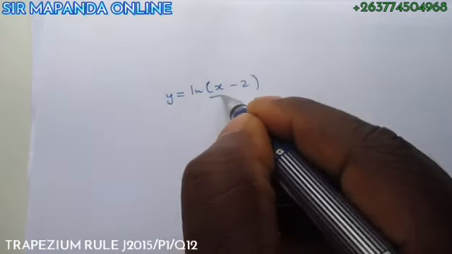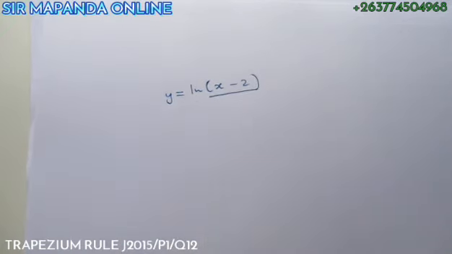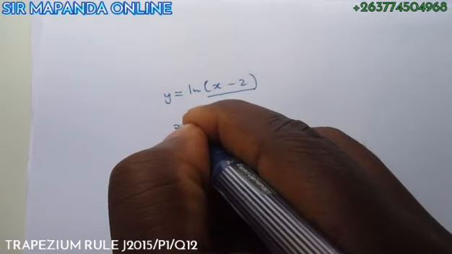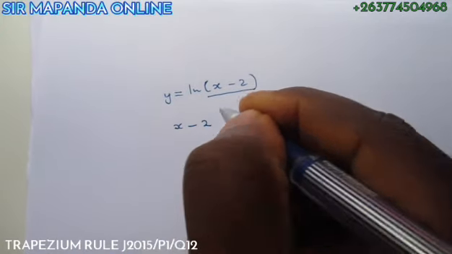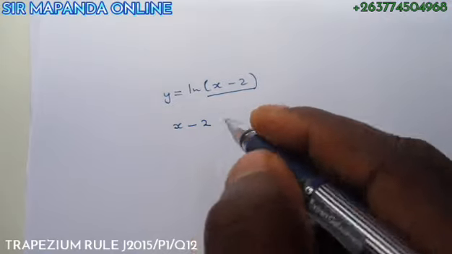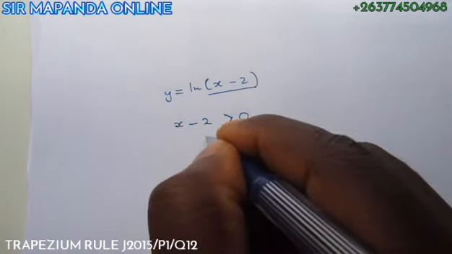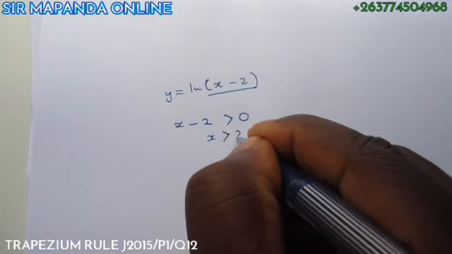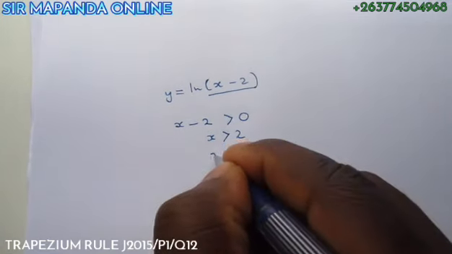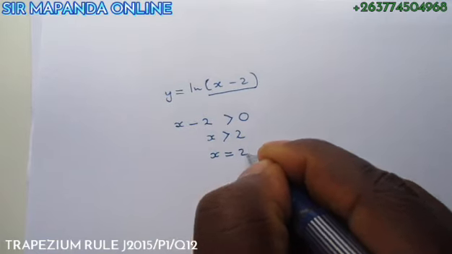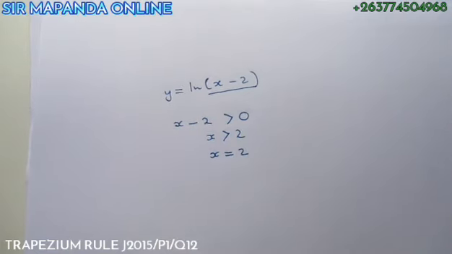So the number here in front of the ln must always be greater than 0 for the graph to be valid. So you need to understand that x minus 2, which is the term in front of the ln, must be greater than 0 for the graph to be valid. I hope you are following. So if I move 2 to the right, you get x is greater than 2. It simply means x equals 2 is your asymptote line.